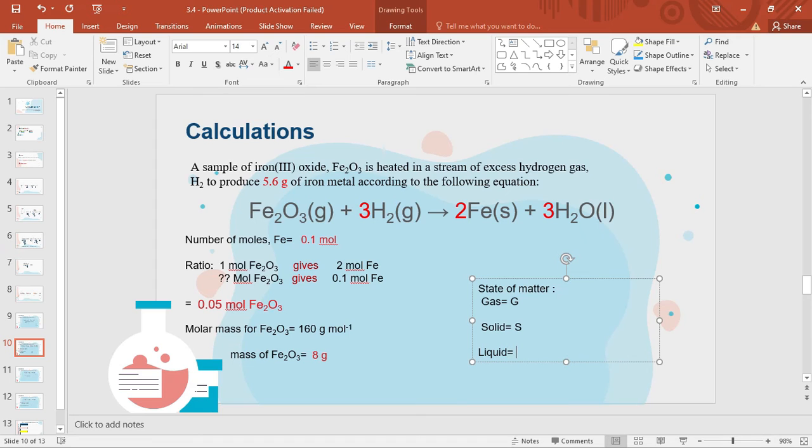Okay, L. Aqueous. What? Aqueous. Oh, there is aqueous too. Aqueous, let me tell you after this.